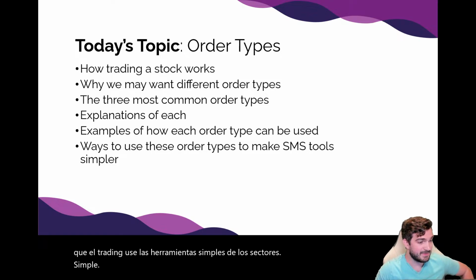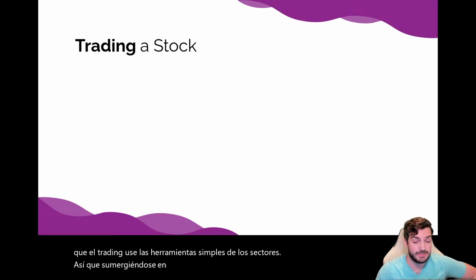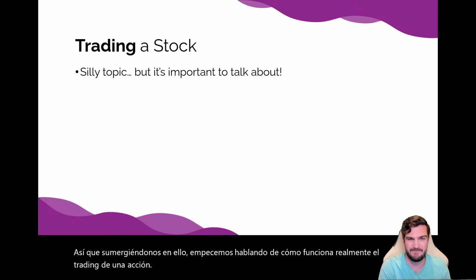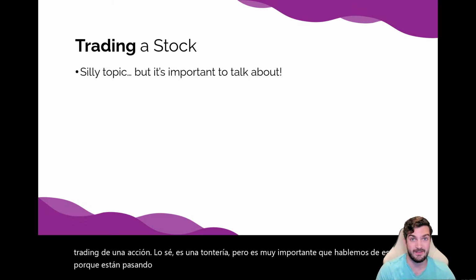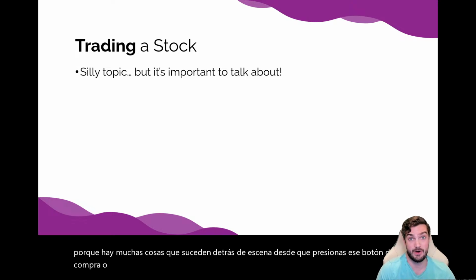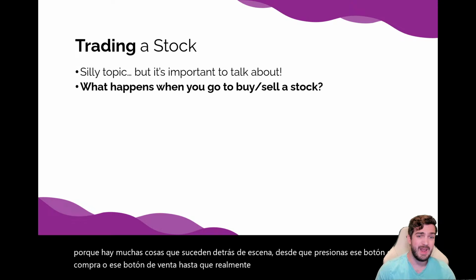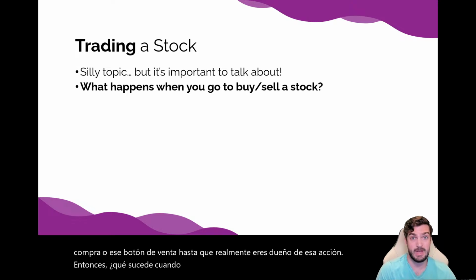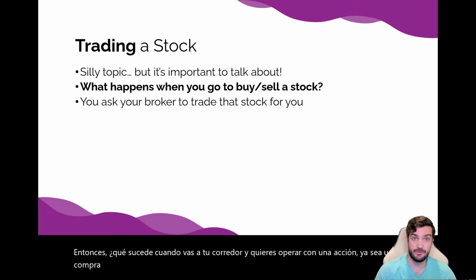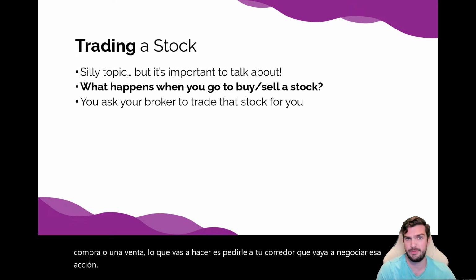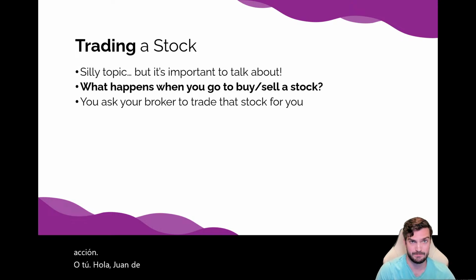So, diving into it, let's start off by talking about how trading a stock actually works. I know, silly, but this is really important for us to talk about because there's a lot going on behind the scenes from when you press that purchase button or that sell button up to you actually owning that stock. So what happens when you go to your broker and you want to trade a stock, whether it be a buy or a sell? What you're going to do is you're going to ask your broker, go and trade that stock for you. Hey, Juan de los Palotes, go buy me a share of Apple.